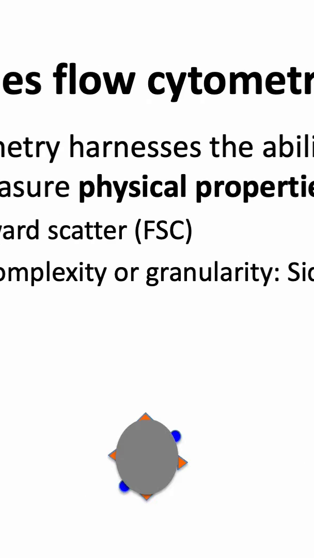All right, let's talk a little bit now about how flow cytometry works. As I mentioned, flow cytometry can give you a sense of various physical properties of a cell. With flow cytometry, we can get, for instance, a sense of cellular size, and as well, a sense of the complexity of a cell or cytoplasmic granularity of the cell. In order to do this, flow cytometry harnesses the ability of a cell to scatter light.